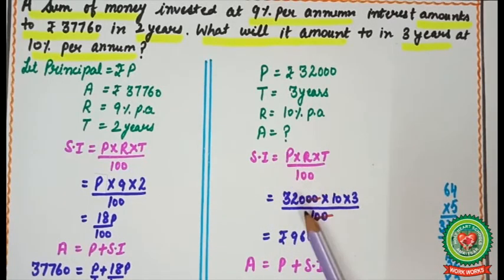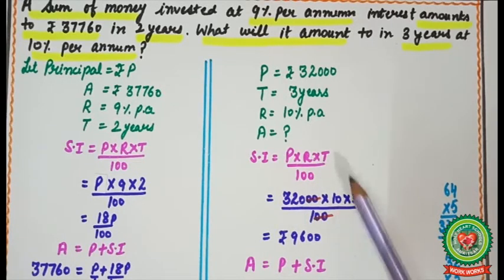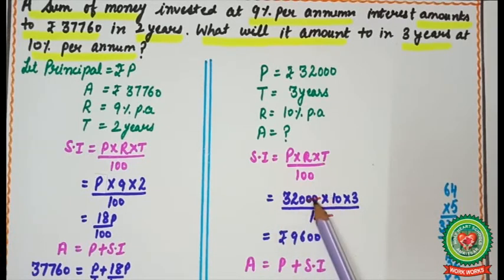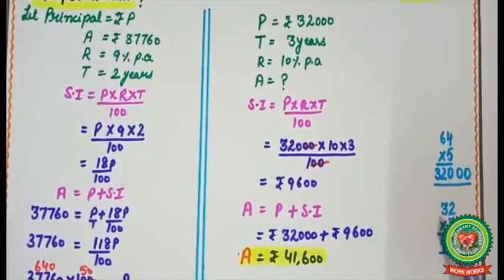Put the value of P here, that is 32,000, R is 10 and time is 3 upon 100. So we can cut these two zeros. Now what is left? 320 multiplied by 10 into 3. So 10 into 3, that is 30. So we have to multiply 32 into 30. So 320 into 30. So what will happen?